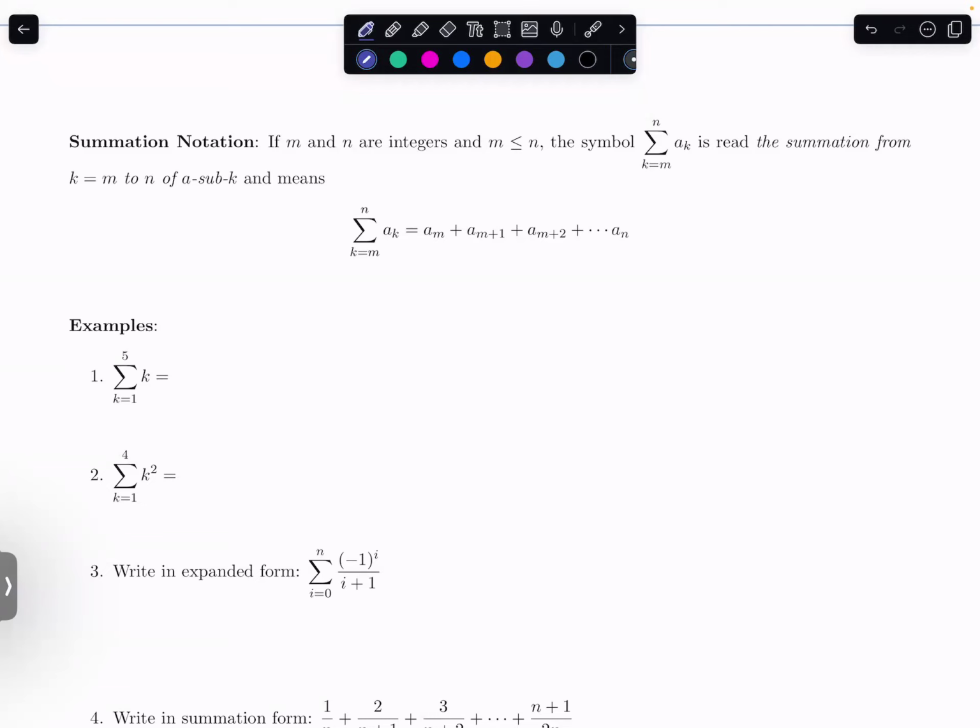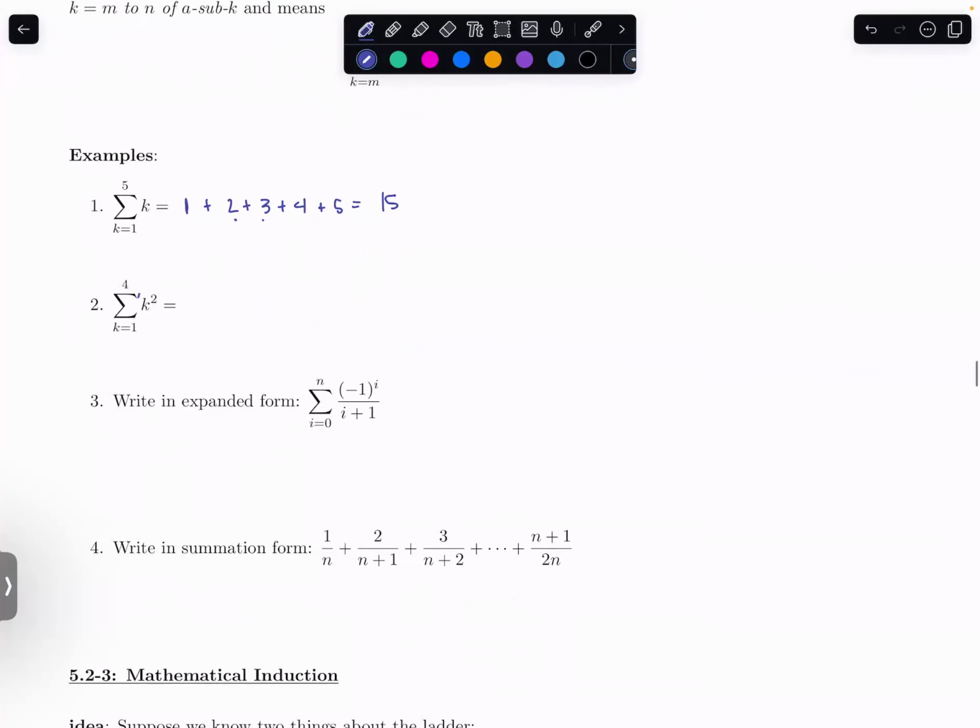so you know which entries you're adding up. So here we're going to go from k equals 1 to 5, and we're going to add up the first, second, third, fourth, and fifth entries in this sequence. The sequence is just k here, so it is just the number itself. So you have 1 plus 2 plus 3 plus 4 plus 5, and that is 15.